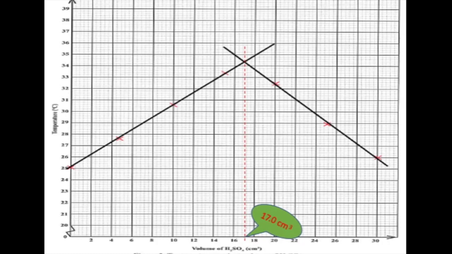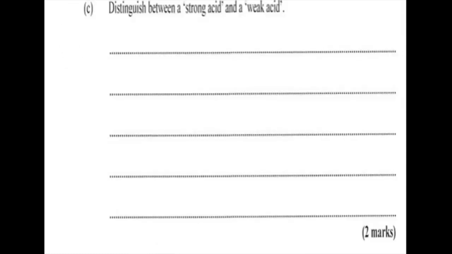But just before we get into the calculations, the next question, part C, says we should distinguish between a strong acid and a weak acid. All right, and we know a strong acid is one that ionizes fully in water to liberate many H+ ions, or you could say it dissociates fully.